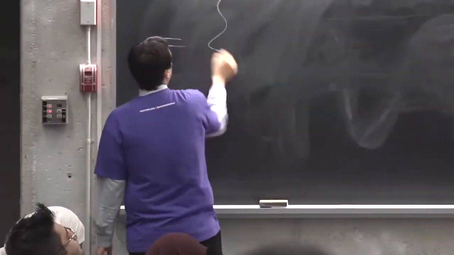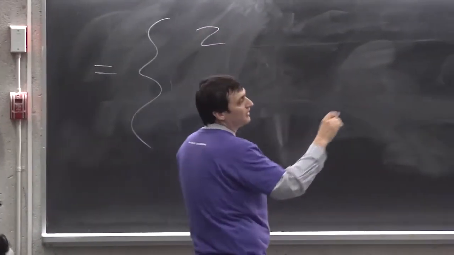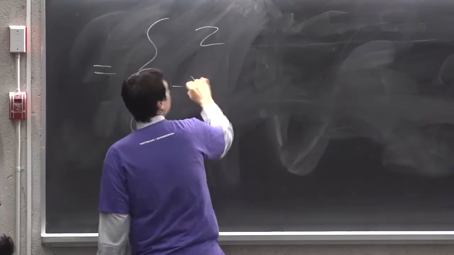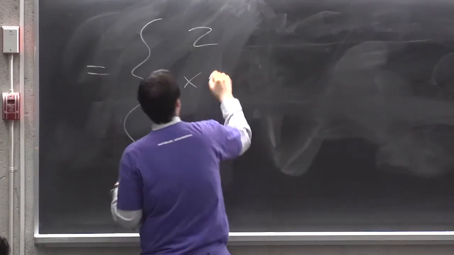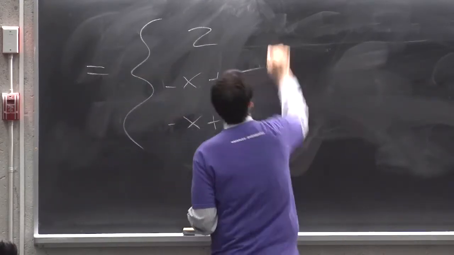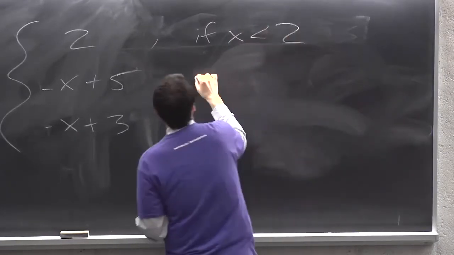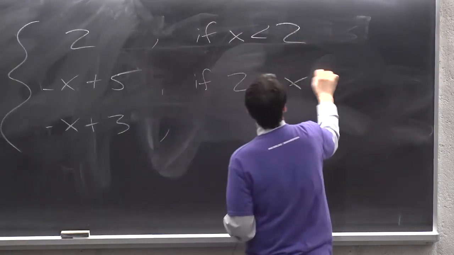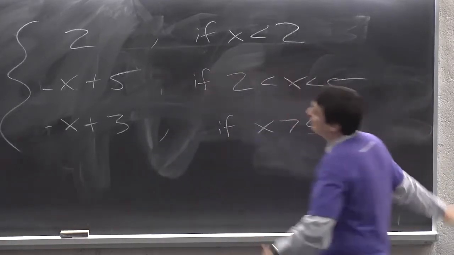So finally, the very last simplified version, I mean, you know what it is. 2, negative x, don't tell me, 2 plus 3 is 5. Okay, there we go, negative x plus 5, and then negative x plus 3. And then I put in those regions one more time. X less than 2, if 2 less than x less than 5, and then if x is greater than 5. Okay, and there it is.